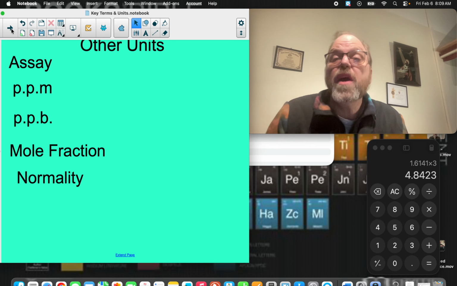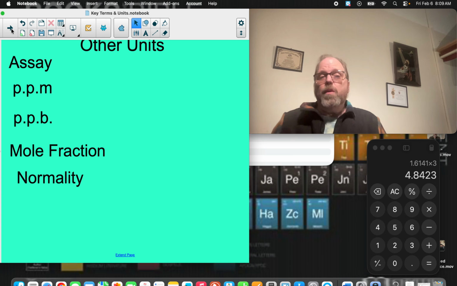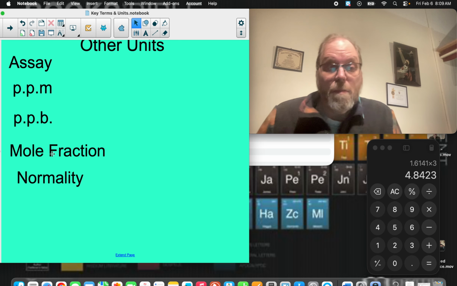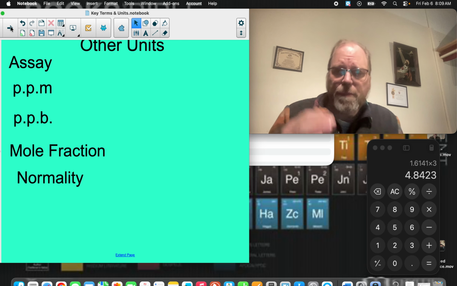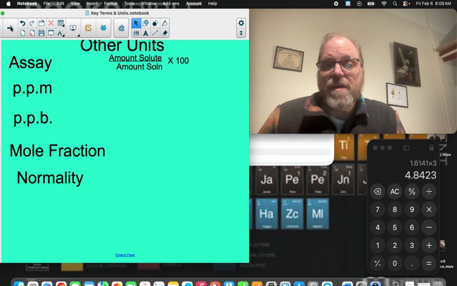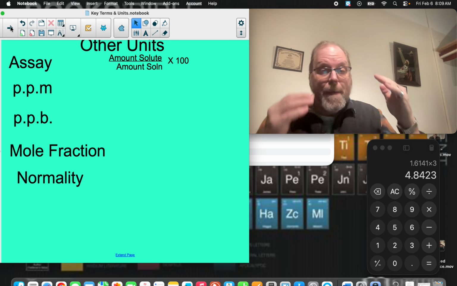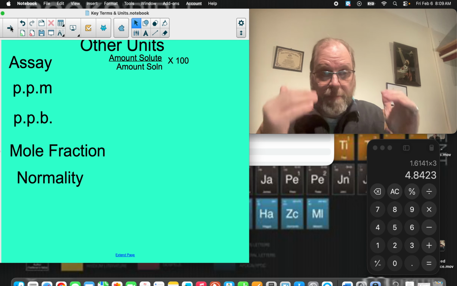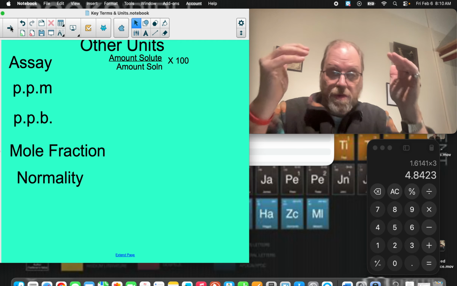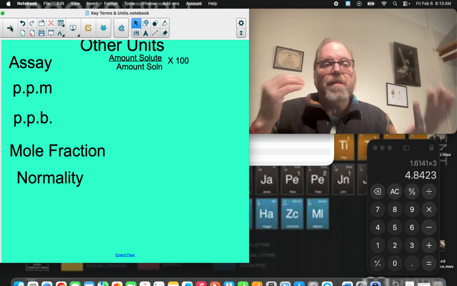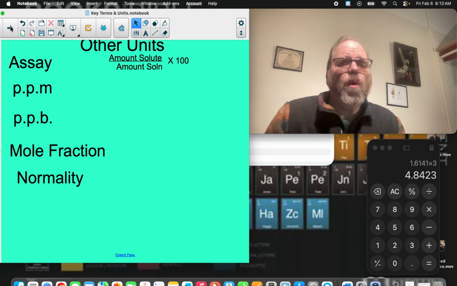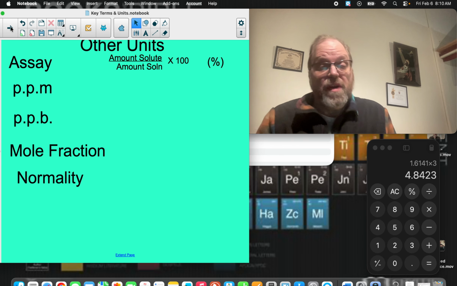Now, there are other solution units that we want to look at. They are called assay, ppm, ppb, mole fraction, and normality. Now, the first three are pretty straightforward and easy. For assay, we have the amount of solute over the amount of solution times 100. Now, that can either be mass of solute over mass of solution times 100, or volume in milliliters or liters, or mass over volume. If it's not specified, usually it's mass. For ppm, the expression there is percent.